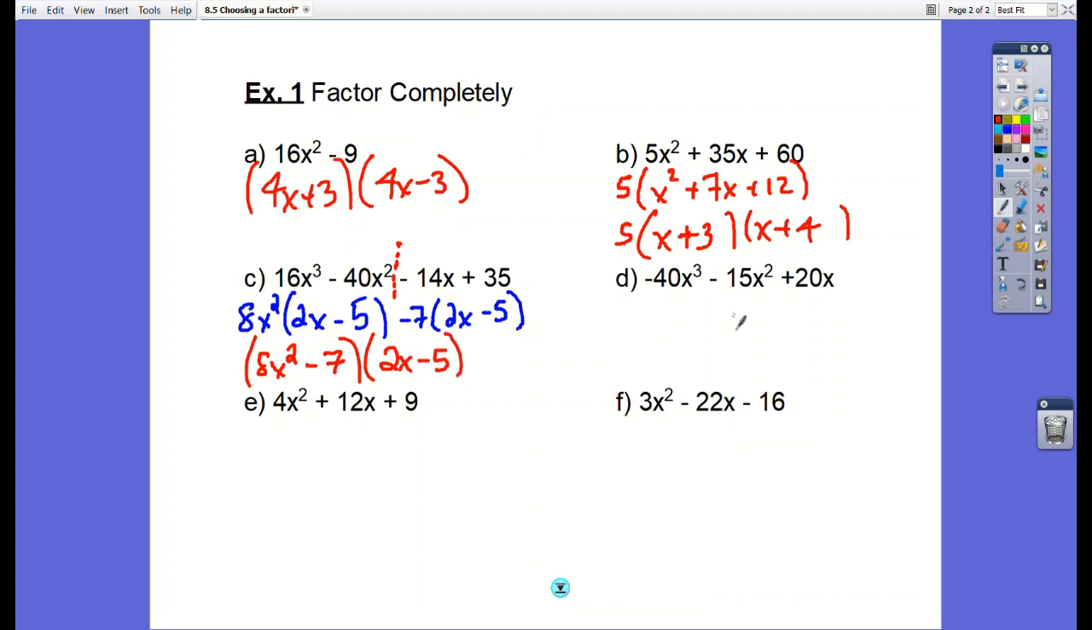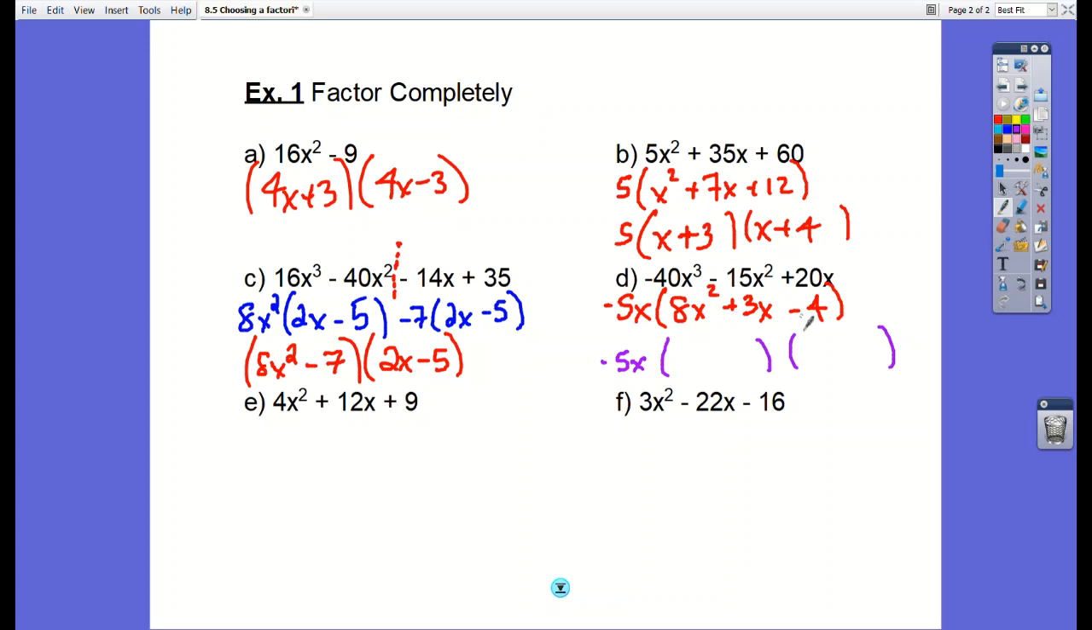Thank you. All right, is there a common factor in part D, everybody? Okay, what is it? Okay, negative 5x, and we're going to be left with an 8x squared plus 3x minus 4. Now, I believe this is our final answer. We can do a quick check of that. So if we could keep going.